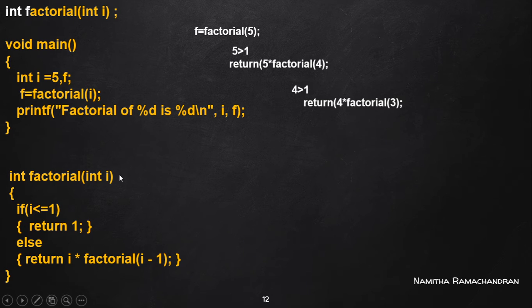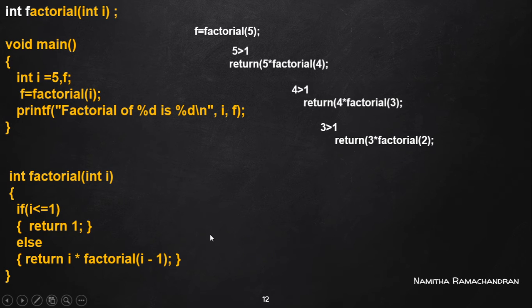Transfer control back to the starting of this function body and I is initialized with our new value 3. Right? So here the 3 is greater than 1 now. Again we want to execute the same statement, return 3 into factorial of 2. I into factorial of I minus 1 becomes now 3 into factorial of 3 minus 1, that is 2. Here we have the same function calling with new parameter 2.